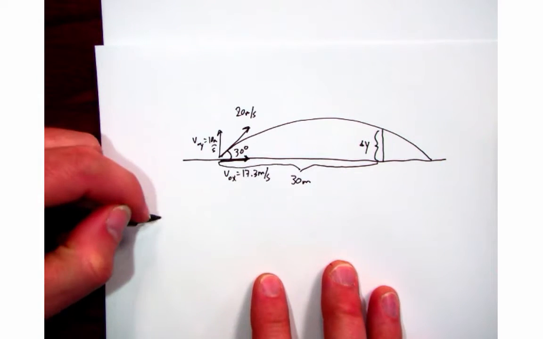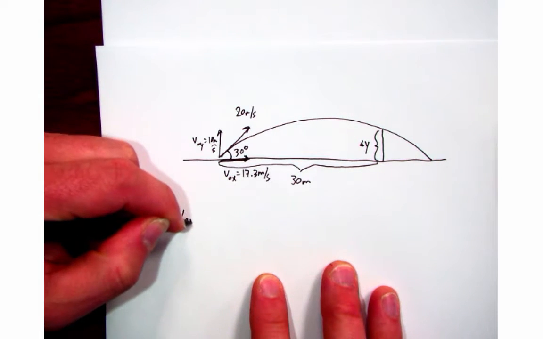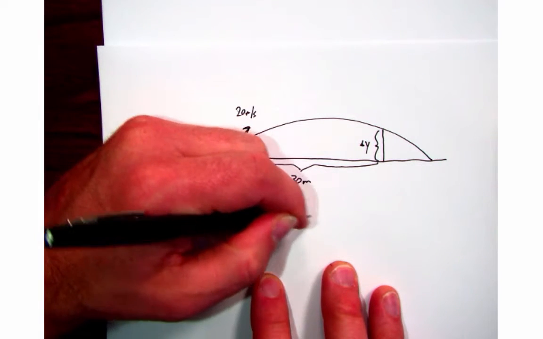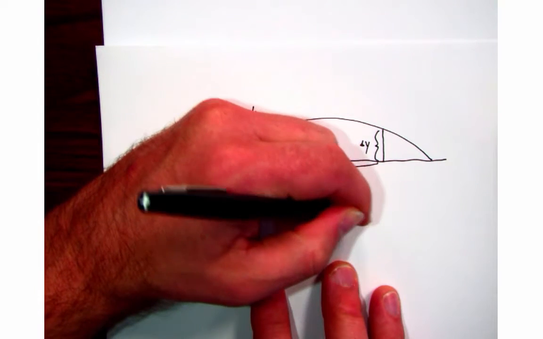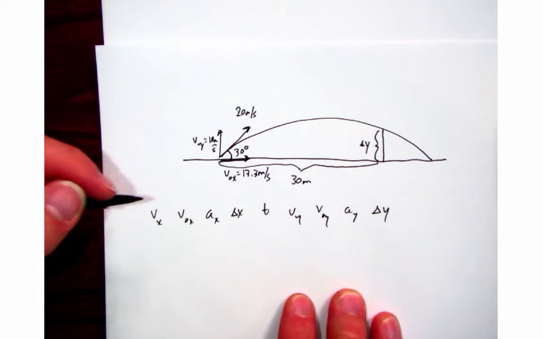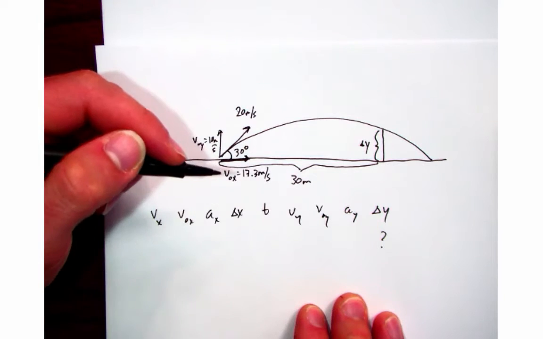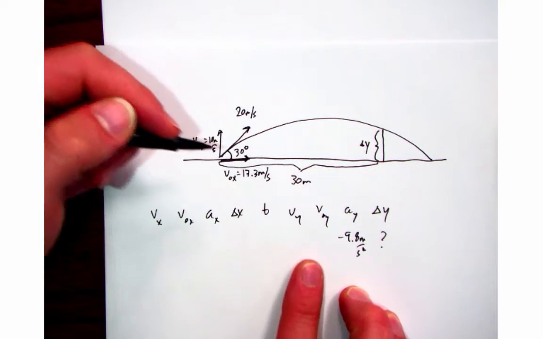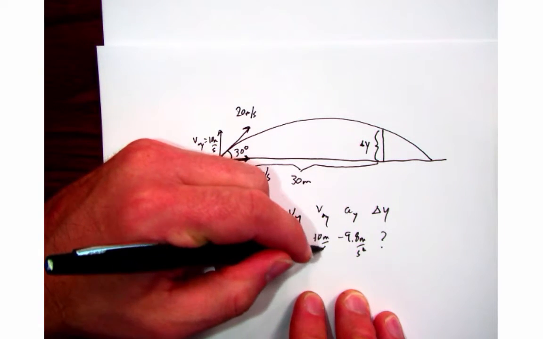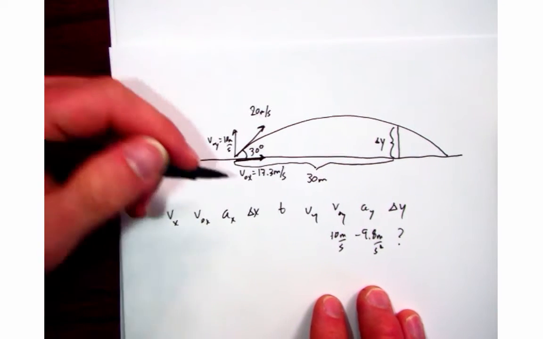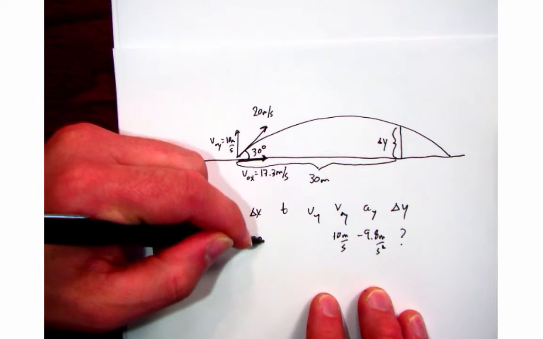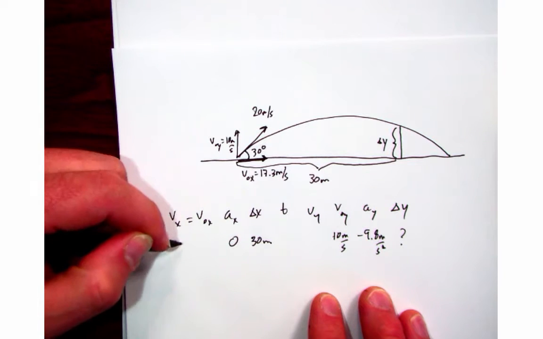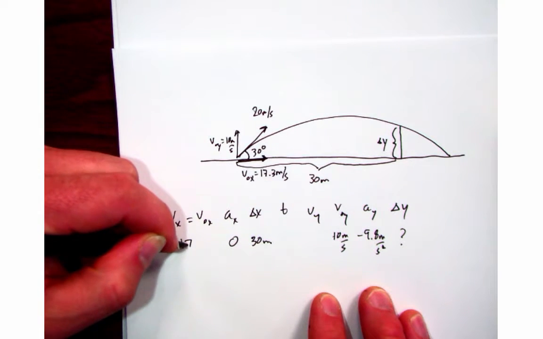So let's do our variable chart again. Vx, V naught x, Ax, delta x, and t. Vy, V naught y, Ay, and delta y. Alright, in this case we're looking for delta y. Ay again, negative 9.8 meters per second squared. V naught y didn't change. And in the x direction we know that x is 30. We know that A is 0 still, and V naught x is still 17.3 meters per second.